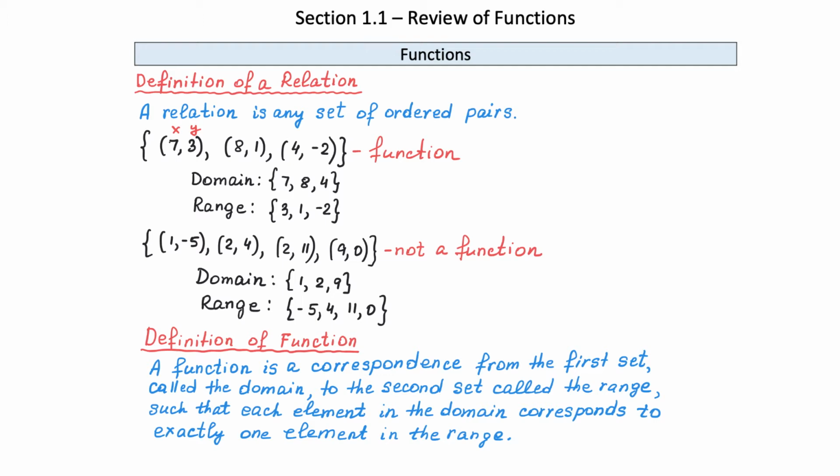So, to see if a relation represents a function or not, we have to look at the domain and see if we have any numbers that repeat in the domain. Like in the second case, we have 2 and another 2. Then we can say that this relation is not a function.